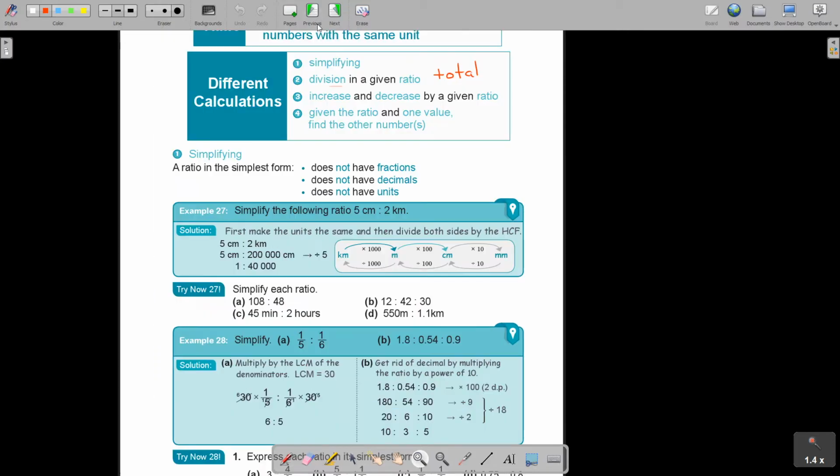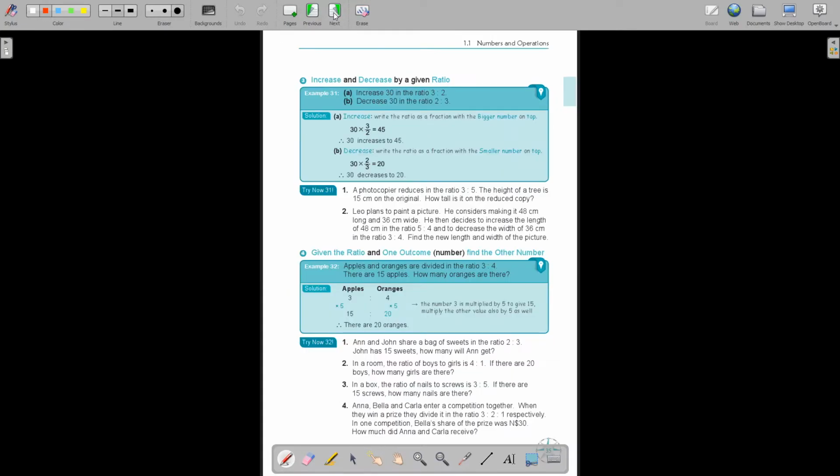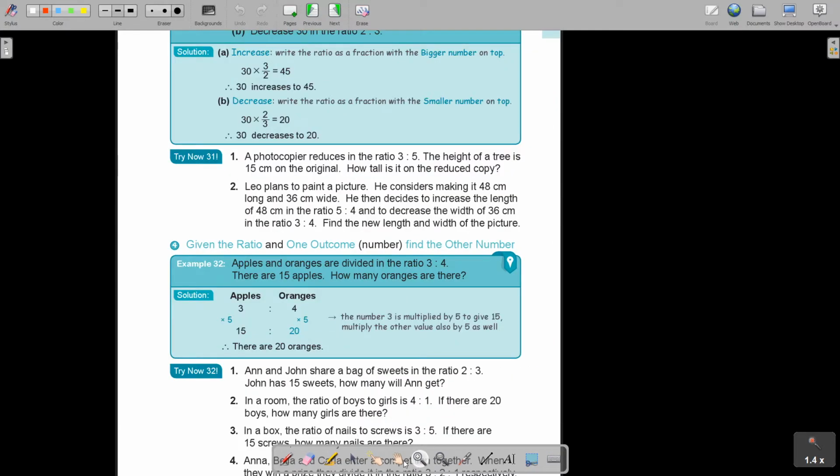Okay, let's go back. The next one, and this is not one that they ask a lot, is increase and decrease by a given ratio, but it's very easy, and you will see the words increase and decrease. So if I'm going back, there it is. And let's just run quickly through.